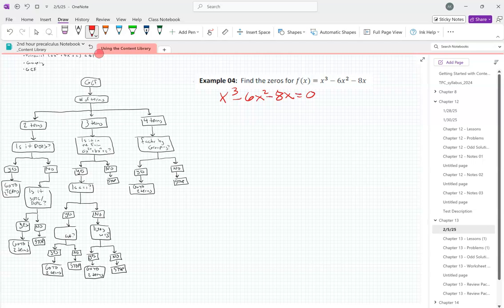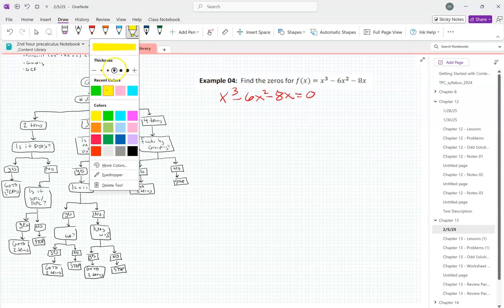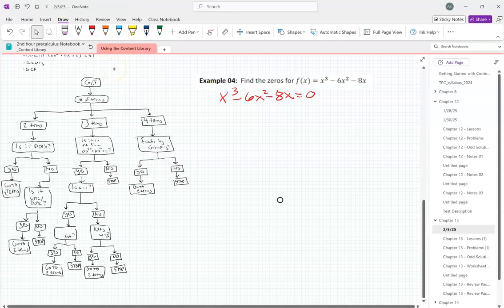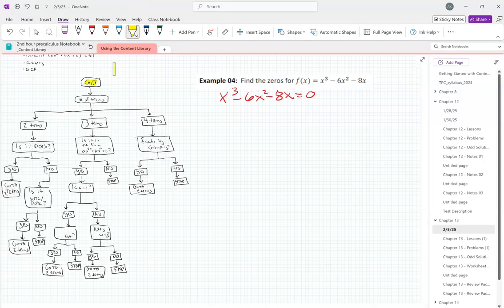Okay. So we start out at, the first step is to set the thing equal to 0. Then we're going to check for a greatest common factor. If I look at x cubed minus 6x squared minus 8x equal to 0, is there anything in common with all three terms? An x. So I'll factor that out front.